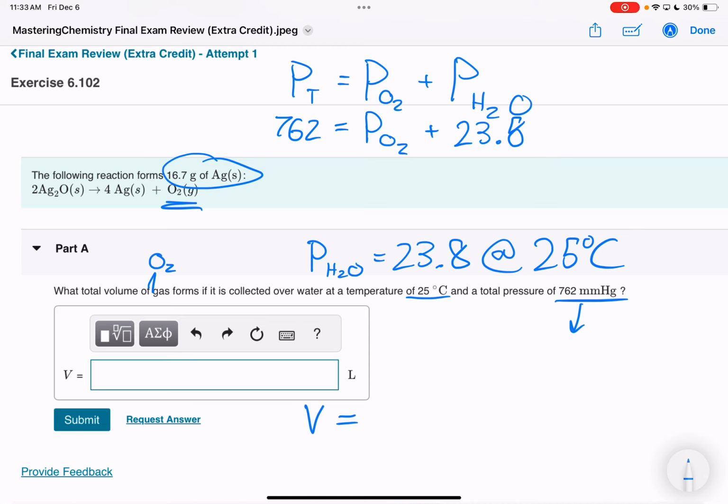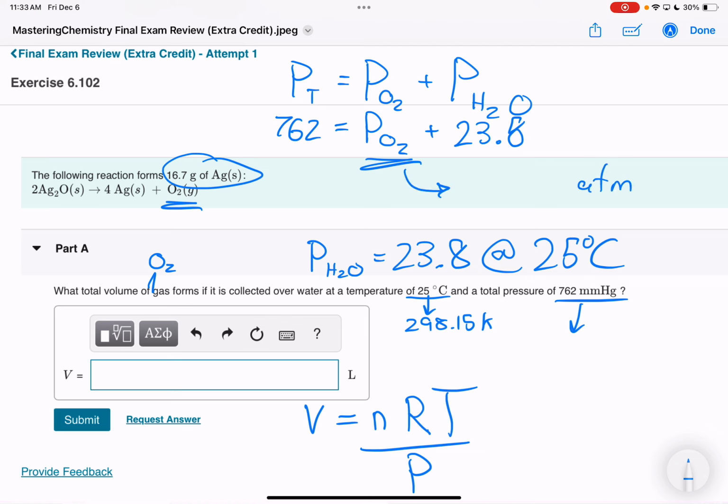So this one is 3 parts. I would give you 2 of these. So we're going to need to do nRT over P. We have temperature. Just need to convert that into Kelvin. We have R. We're finding out the pressure of oxygen, and then we will convert that into atmospheres. We don't have the moles yet, though. So we have almost all of our components, but not the moles.